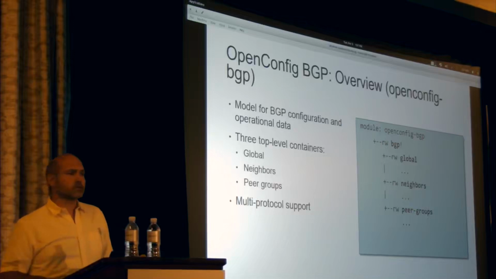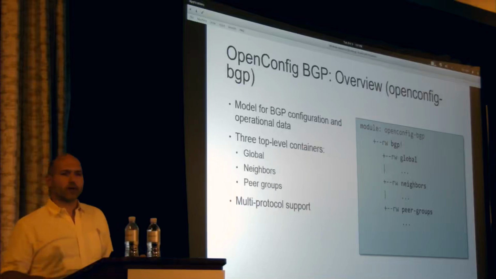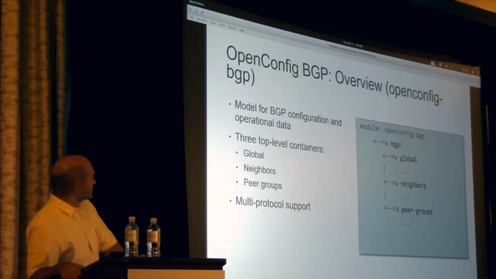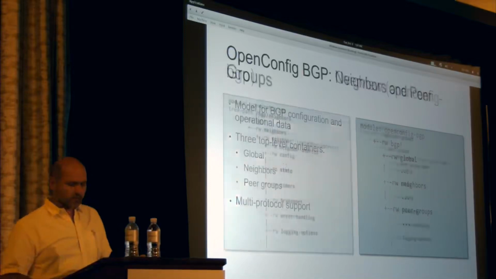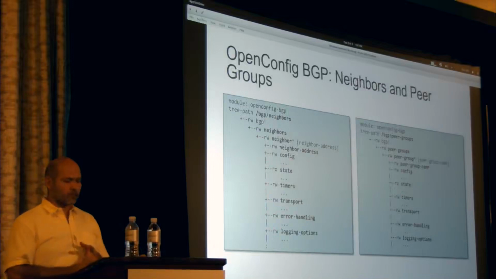So the network instance basically defines virtualization and virtualization services or multi-tenancy for routing, and is going to affect the structure of different data models, in particular BGP. So the flavor that I'm showing here of the BGP data model is the BGP data model before the network instances. Okay. So as I mentioned, 3 main components: global, neighbors, and peer groups.